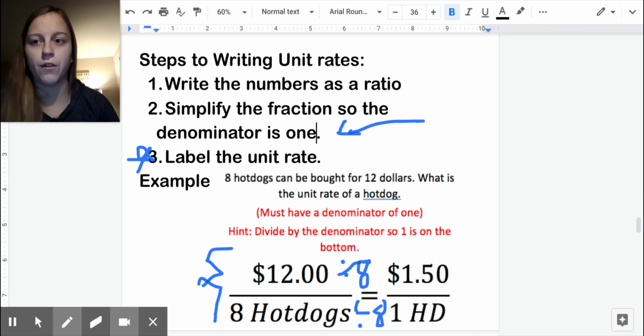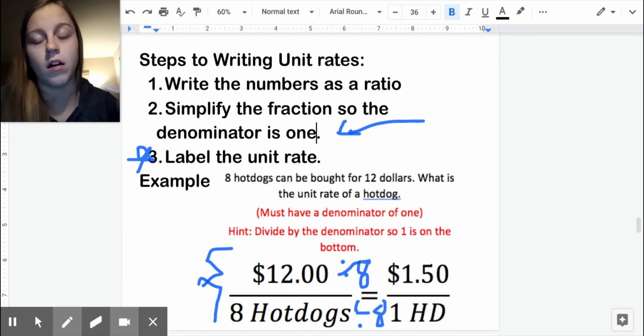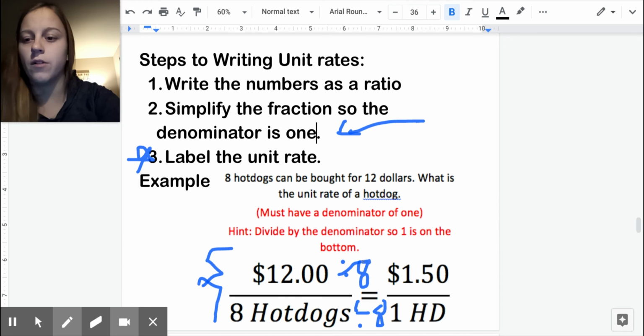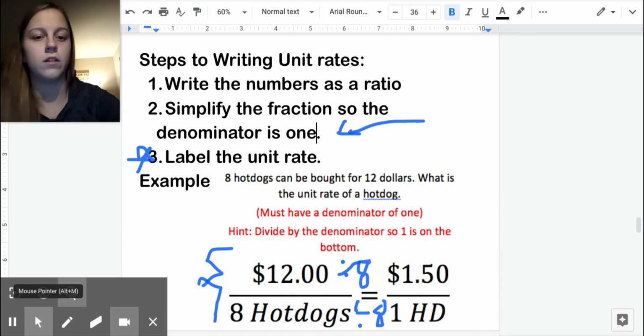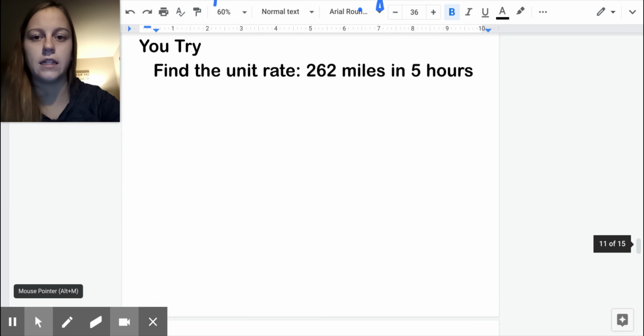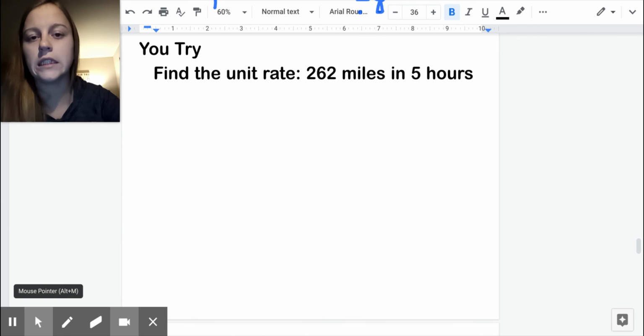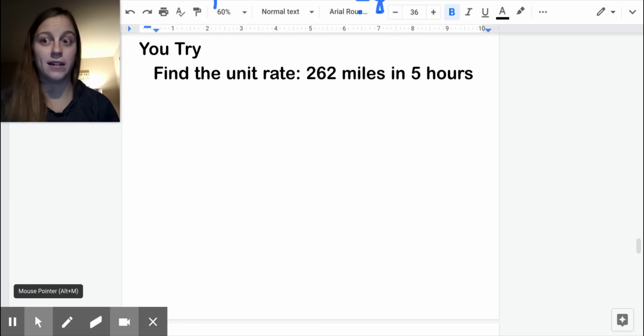You're going to have to do that math and figure out, well, how much is just one hot dog? Well, if 8 hot dogs were $12, one hot dog is $1.50. Let's go ahead and you try one, finding the unit rate. So find the unit rate, 262 miles in 5 hours. You want to figure out how many miles did I go in 1 hour. Go ahead, pause the video while you work.